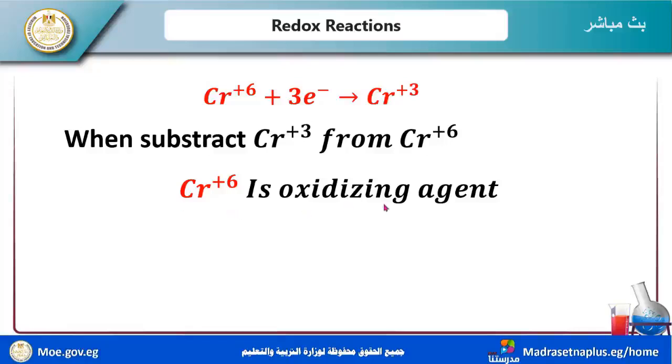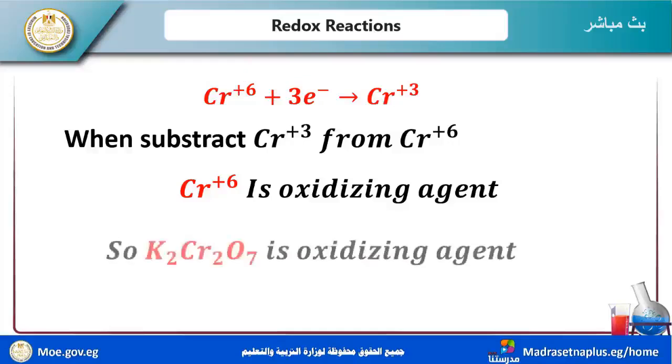So it is the oxidizing agent. Why oxidizing? Because a reduction process occurs in this Cr plus 6. Any ion or atom that is reduced, we call it the oxidizing agent. So K2Cr2O7 is the oxidizing agent.